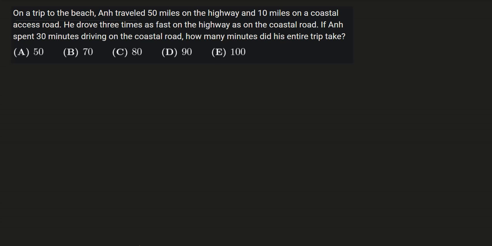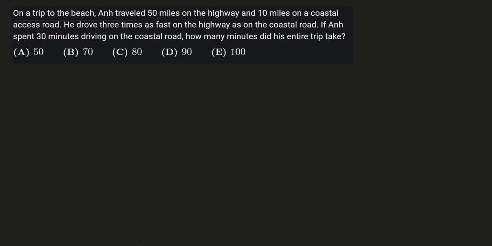Let's look at this problem. On a trip to the beach, Anne traveled 50 miles on the highway and 10 miles on a coastal access road. He drove 3 times as fast on the highway as on the coastal road. If Anne spent 30 minutes driving on the coastal road, how many minutes did his entire trip take?